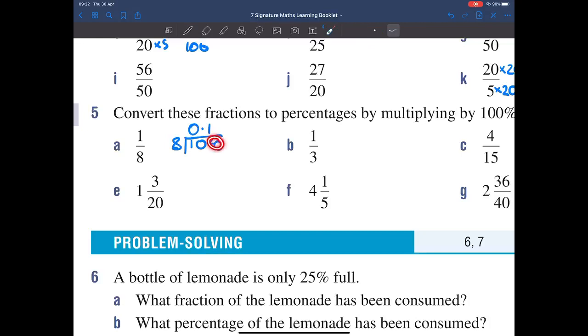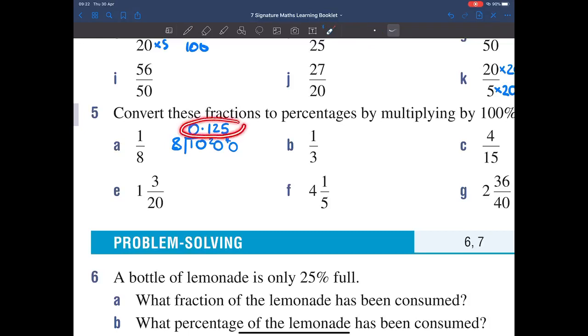And now we have 20. How many 8s go into 20? 2. That would make 16, with 4 remaining. Put a 4 on another 0. How many 8s go into 40? 5 exactly. So that's our question done.